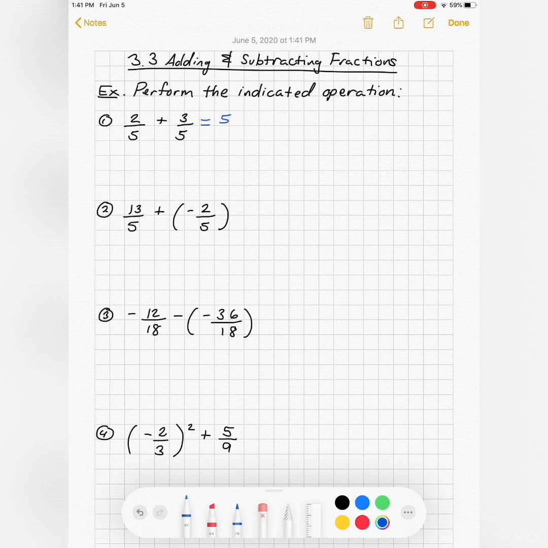Okay, so when I think about that, I just think, okay, I have 2/5, another 3/5, that gives me 5/5. The other idea is, really what I'm doing when I have the same denominator is I'm just adding the numerator. Okay, and then of course I know 5 divided by 5 is 1.